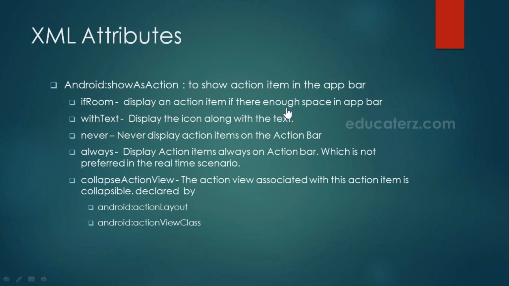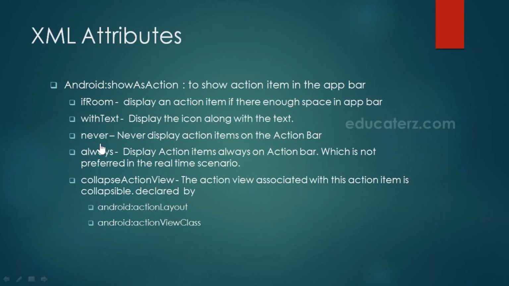To define items for this, we already discussed in the previous session how to create a menu resource. Apart from that, we are going to add one more attribute called showAsAction for every item, which is going to show an action item in the application bar or action bar. For that attribute, we have different values. Android showAsAction equals ifRoom means that item is going to display if there is enough space for that particular item. With text, it is going to display the icon along with the text for that item, because we set the title for the item using android:title.